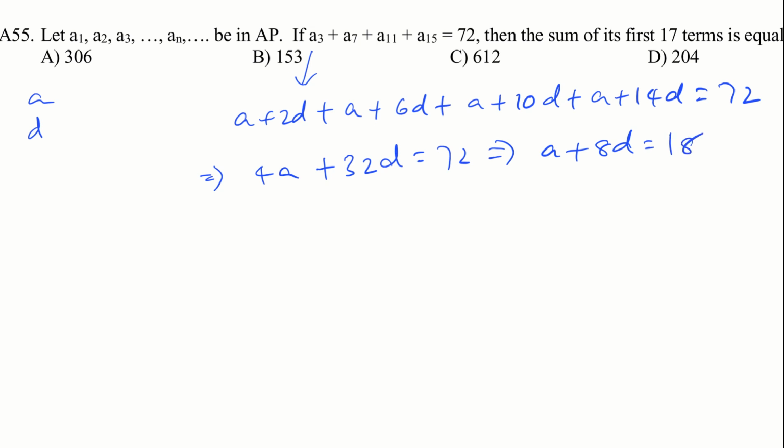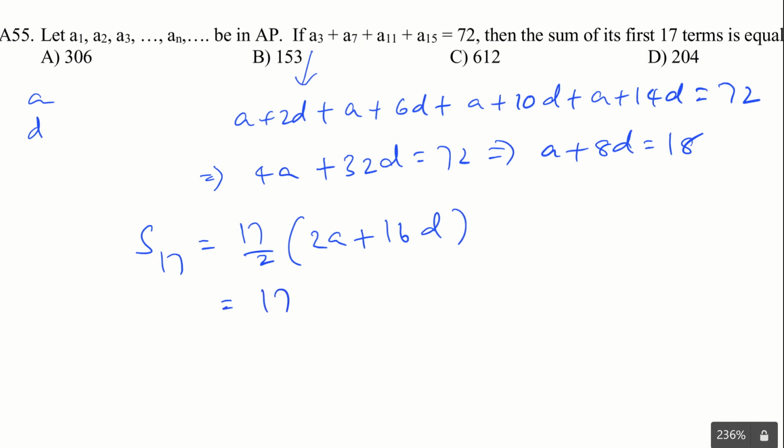Now we have to find sum to 17 terms. Formula n by 2 into 2a plus n minus 1 into d. So this is 17 times a plus 8d. Now that is nothing but 18. So 17 into 18 is the answer. Got your answer? Let's go to next problem.